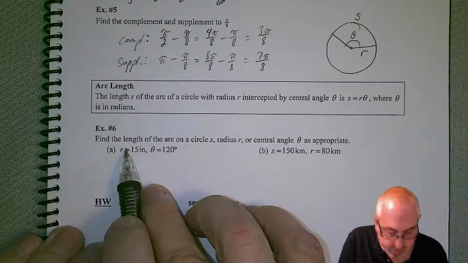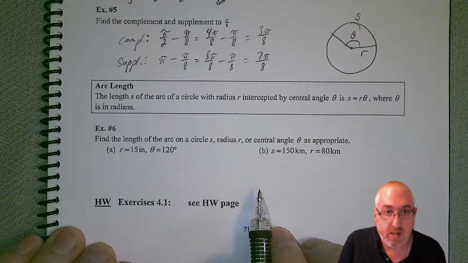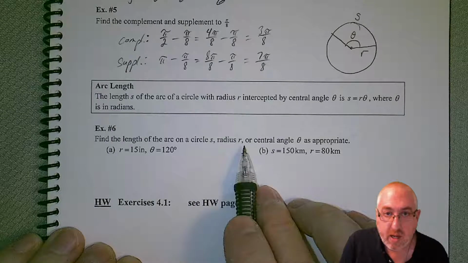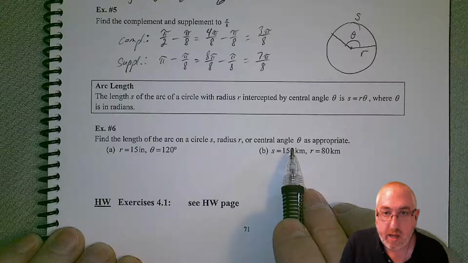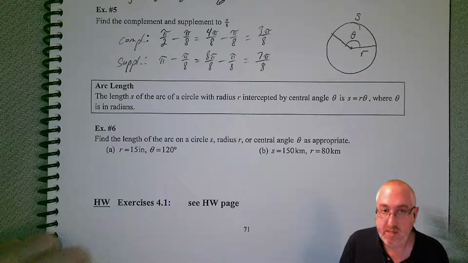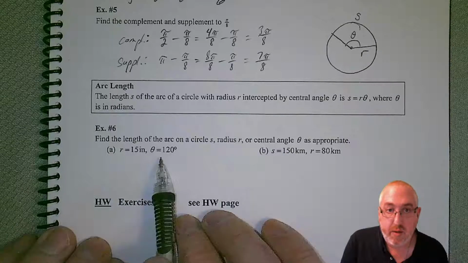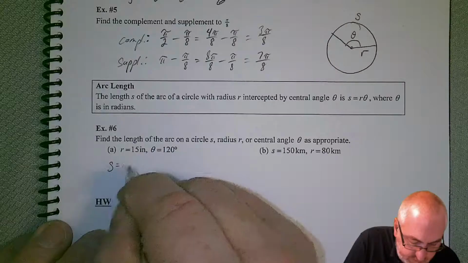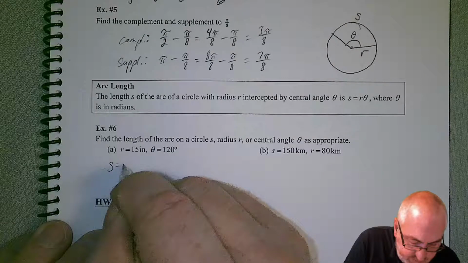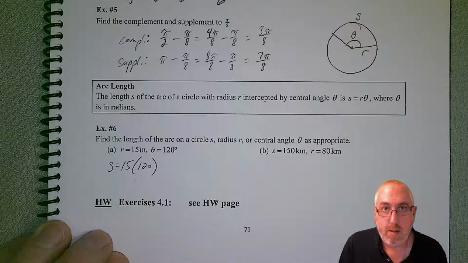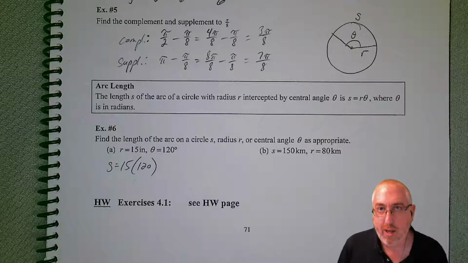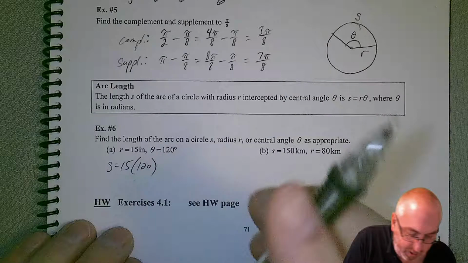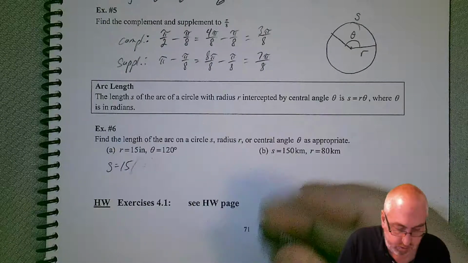All right, so let's do these couple problems and we'll finish off this section. The length of the arc on circle S, radius r, or central angle as appropriate. So we've got to find any one of those that's missing. So in this first one, they're giving us r, they're giving us the angle, so that means we're missing S. So S equals 15 times 120. What was I thinking? What's wrong with that? We can't use 120. We've got to get it in terms of radians first.